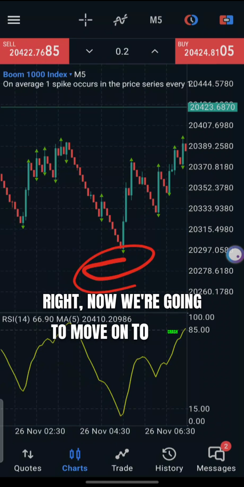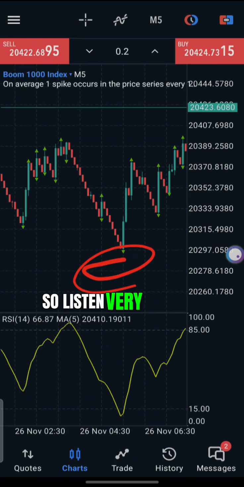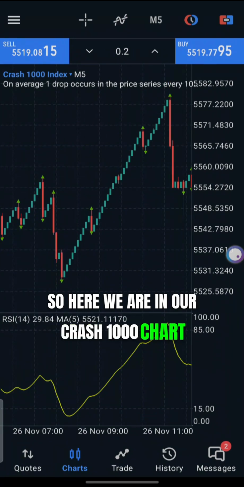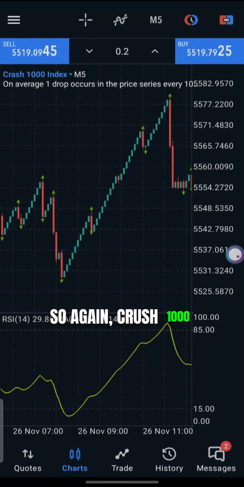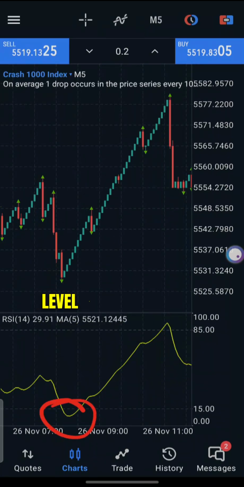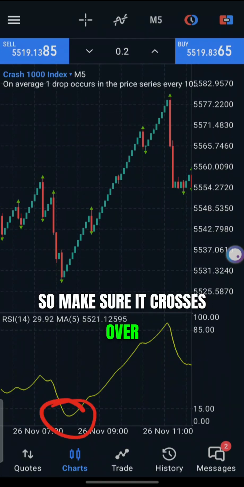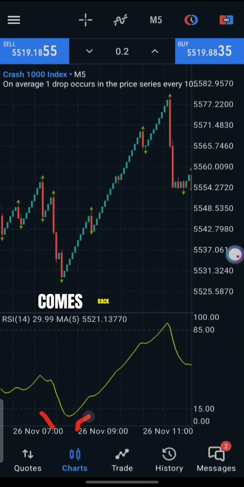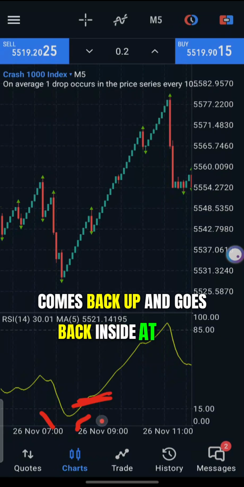Now we're going to move on to Crash 1000. So listen very carefully. Here we are in our Crash 1000 chart. Again, with Crash 1000, we're looking to buy, so it's the opposite of what we did for Boom 1000. As you can see, you buy when the moving average goes below the level 15 right here and crosses back over. So make sure it crosses underneath, comes back up and goes back inside at this level.